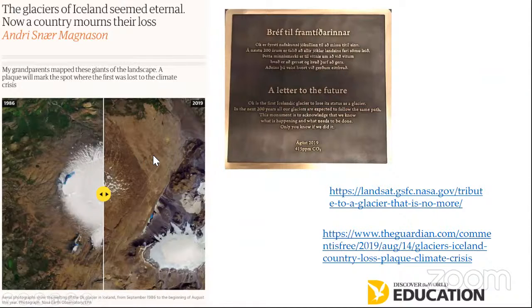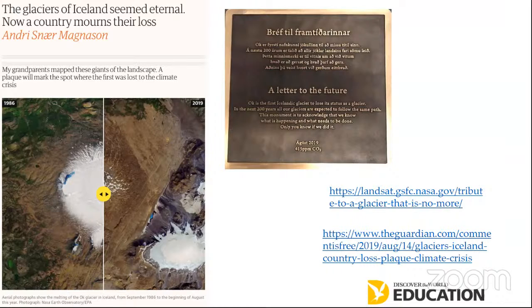We've already mentioned Ok. This was the first Icelandic glacier to lose its status as a glacier. It was well documented within the different media sources. There's plenty of articles that you could use with your students, and again, really benefit and develop their critical thinking skills, because it is said that in the next 200 years, all Icelandic glaciers are expected to follow the same path as Ok.